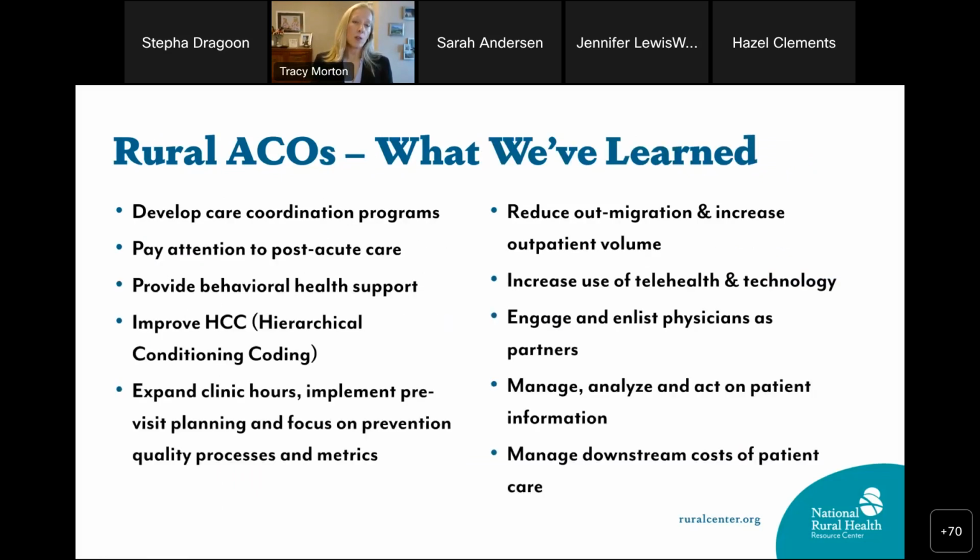There's been a lot learned through rural ACO participation. We've learned a lot about developing care coordination projects. We've learned a lot about behavioral health support and hierarchical condition coding, which is being able to accurately code the risk of the individuals that you're providing care to, so that you are getting reimbursed for the level of care that's really needed to manage all of the comorbidities, for example, that they may have. So there's been a lot of lessons learned on that.